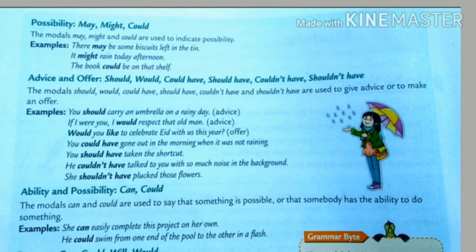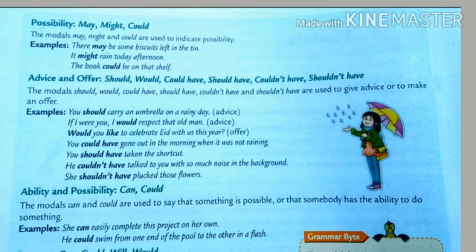Next one, for possibility. The modals may, might and could are used to indicate possibility. Examples: there may be some biscuits left in the tin. Yes, there may be some possibility for biscuits to be left in the tin. It might rain today afternoon. Yes, it might have possibility to rain today afternoon. The book could be on that shelf. Possibility of the book being on that shelf. May, might and could are used to indicate possibility.